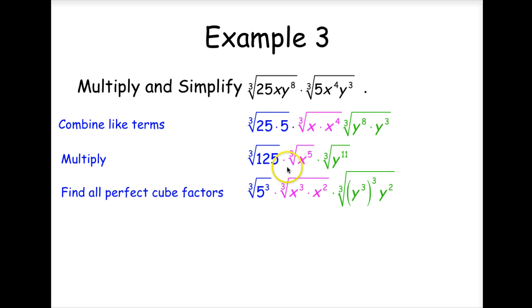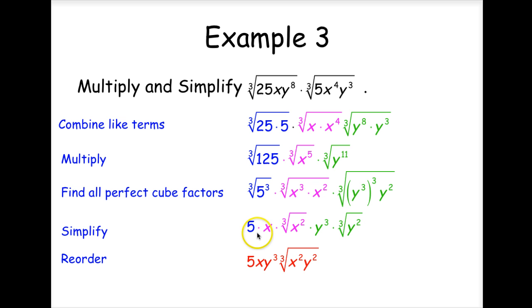Now we rewrite this to find perfect cube factors. So the cube root of 125 is 5 cubed. We can rewrite this one as x to the third times x squared. And this one, y to the third, so that'd give us 9, plus the 2 would give us 11. So we're wanting to have the same exponent as we have index as much as possible, with any leftovers by themselves. Bring out a 5, bring out 1 x, bring out 3 y's. That's going to leave an x squared under the radical, a y squared under the radical.